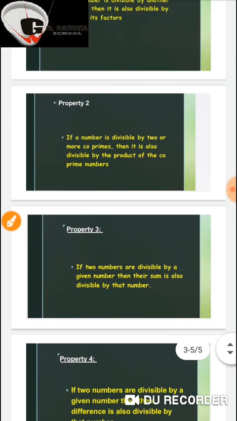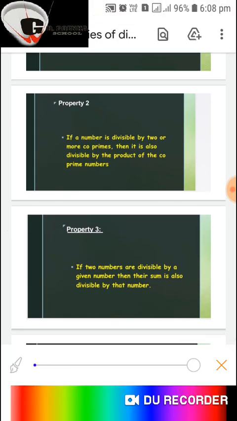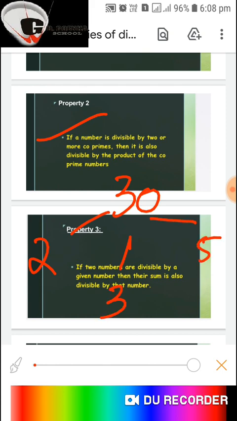Property 2. It says that if a number is divisible by 2 or more co-primes, then it is also divisible by the product of those co-prime numbers. Now what does that mean? Let us take the number 30. We know 2 is a factor of 30, 3 is also a factor of 30, and 5 is also a factor of 30. So this property says that if we multiply any two co-prime numbers, that is, if we multiply 2 and 3, the answer is 6. So 6 is also a factor of 30.